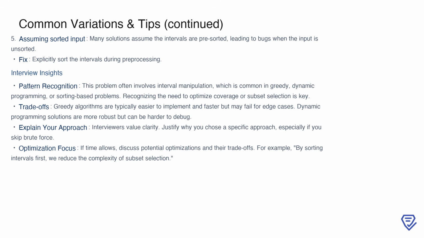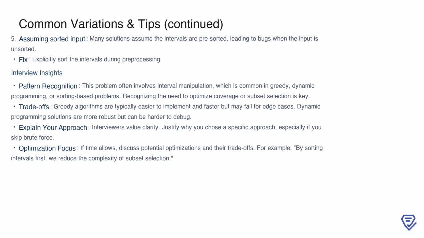Another mistake to watch for is assuming that the input intervals are pre-sorted. If the intervals are unsorted, algorithms relying on sorted input will produce incorrect results. To fix this, always make it a habit to explicitly sort the intervals during pre-processing.